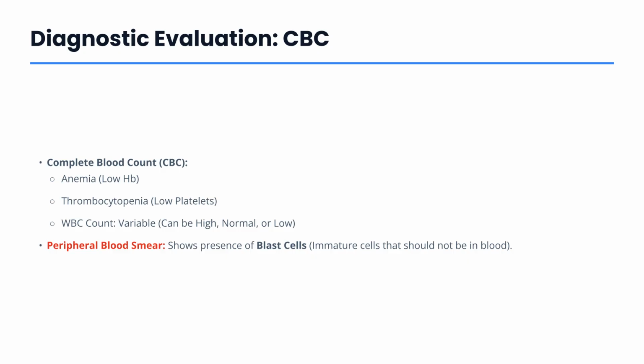Diagnostic evaluation begins with a complete blood count, which usually shows anemia and thrombocytopenia. A peripheral blood smear is crucial as it reveals the presence of blast cells, which are immature cells that should not be in the circulating blood.